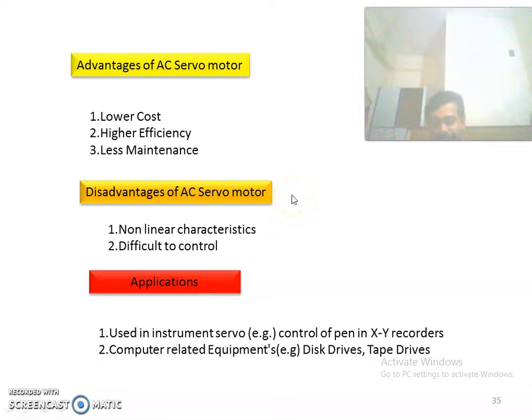So we have studied the construction of the AC servo motor and its working. We have calculated the transfer function of the AC servo motor. Then we have seen the advantages, disadvantages and applications of the AC servo motor.